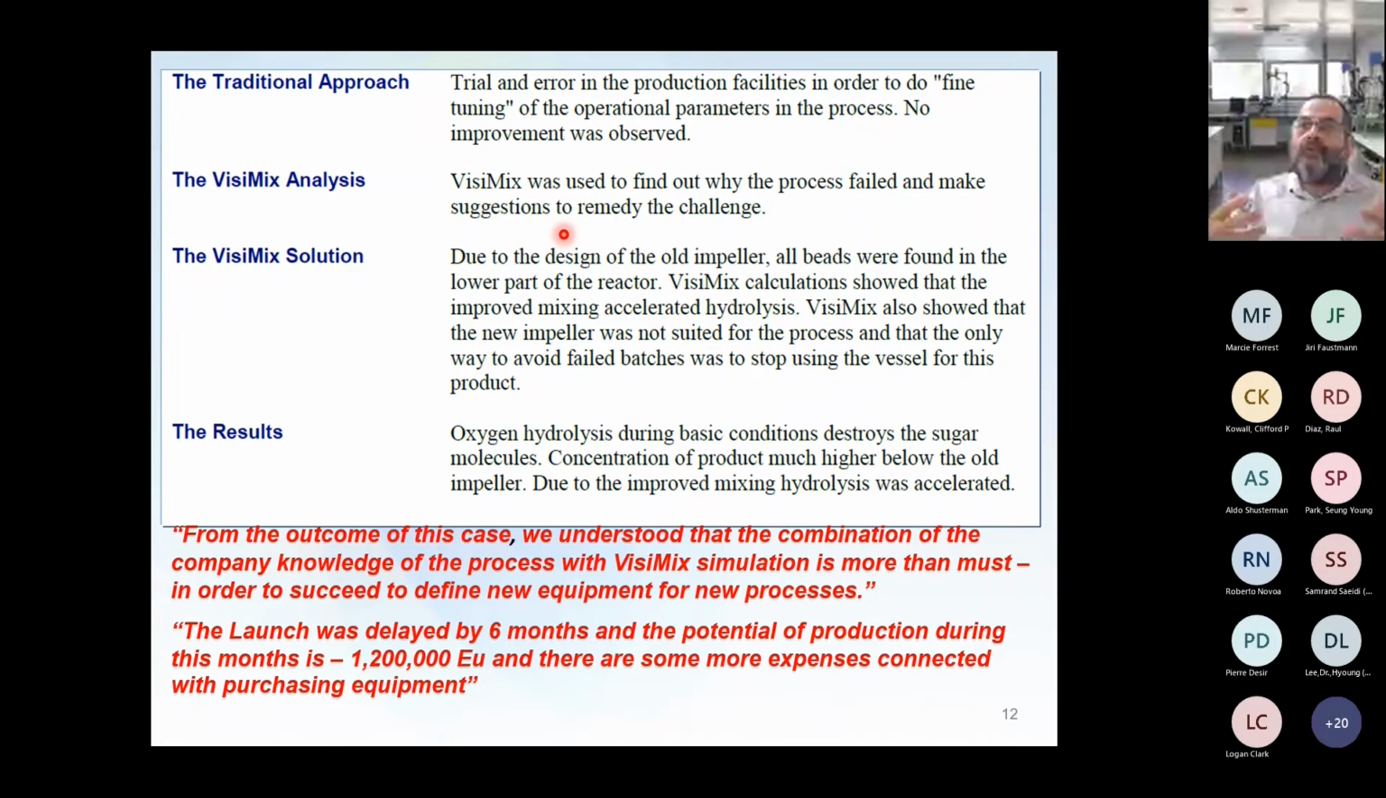once you have the equipment, you need to be sure that you are meeting the specification you have. And with no connection between these two fields, the knowledge of the hydrolysis and the results, they lost about 6 months and 1.2 million euro in the installation. So this is one point to understand why we need it, okay?